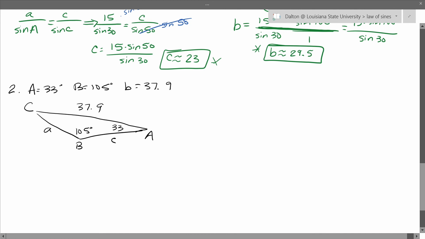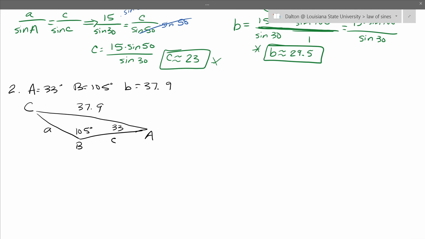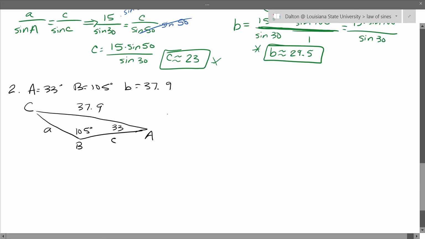This is just coincidence that I gave you angle A and angle B. You won't always have those two. You might be given angle C sometimes as well. Okay, again, first thing that's easiest for me is to find that missing angle. I know the three angles should add to 180, so 180 minus 105 minus 33 will equal 42. So off the bat, we know angle C is equal to 42 degrees.